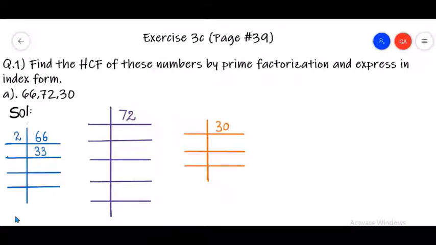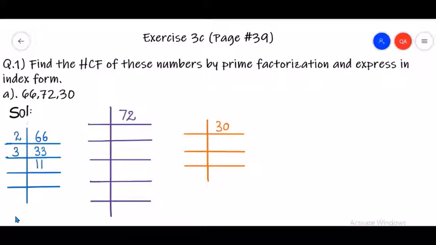Now we have got 33 and 33 is an odd number. So let's check its divisibility for 3 because the smallest prime odd number is 3. For this we will add the digits 3 plus 3 which is equal to 6 and 6 is divisible by 3. So yes, here we will write 3. 3 ones are 3.